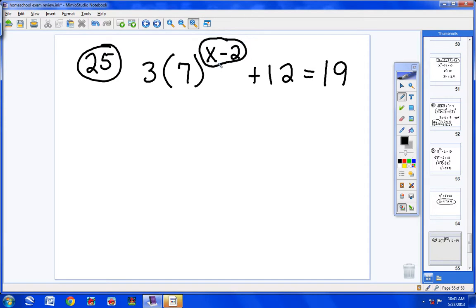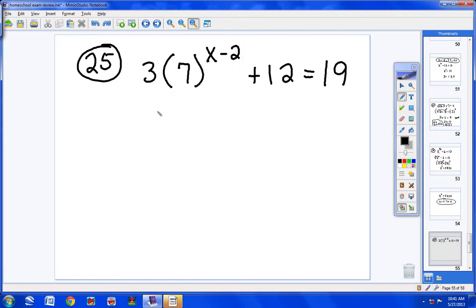What is the base of x minus 2? Can anybody tell me? Is it 12? Is it 19? Is it 3? Is it 7? That's what you want to get all by itself. I'm circling it for you. Do you see that whole group? You want to get that whole group, 7 to the x minus 2, all by itself.